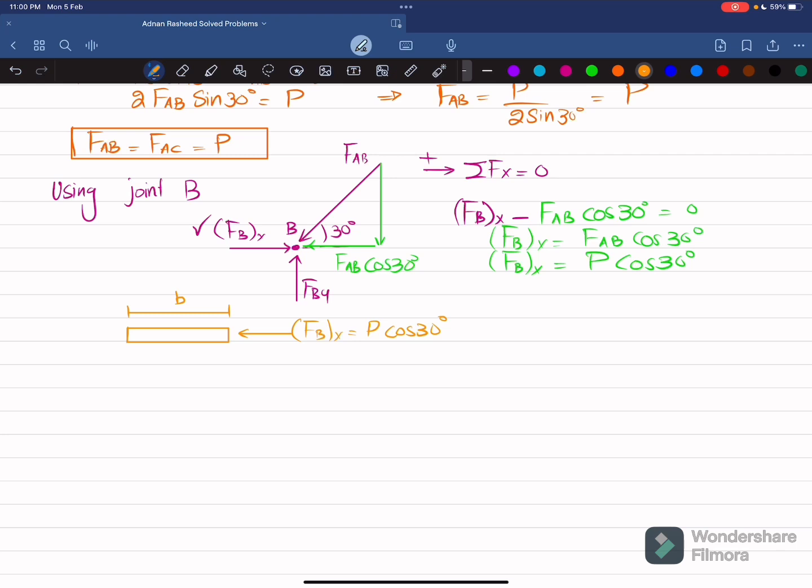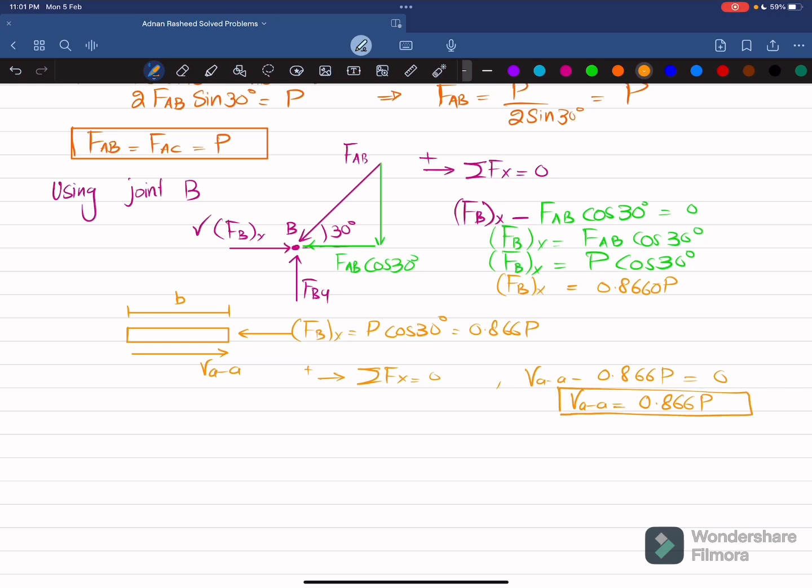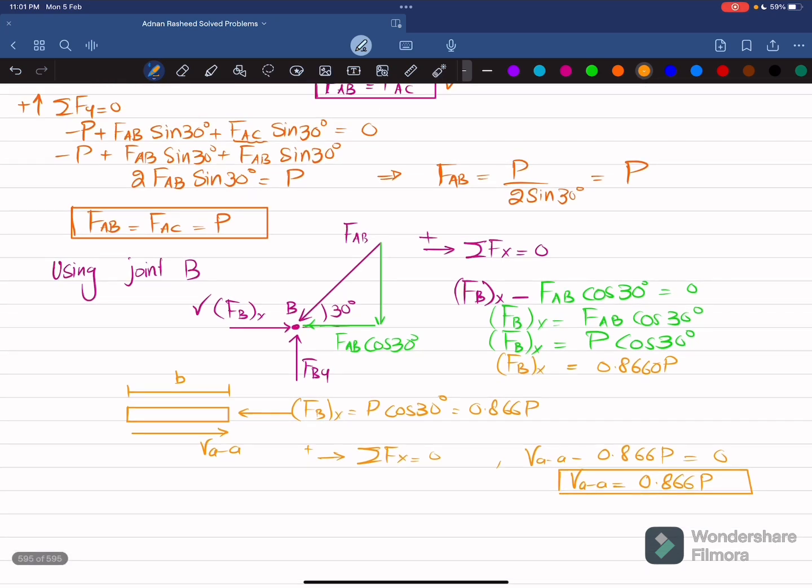Clear? And this P cos of 30 degree will be equal to 0.866 times P. So as a result, there will be a horizontal reaction shear force. By using equation of equilibrium, we will find this and you will get VAA minus 0.866 P is equal to 0. So VAA is equal to 0.866 P. Now you have shear force and you have normal force in portion FAB.